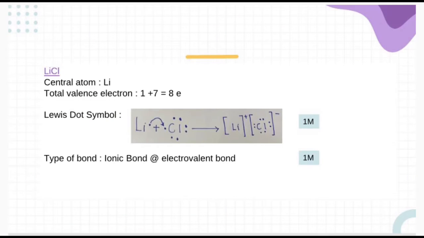Okay, for lithium chloride, central atom is lithium, total valence electron 8, and this is the structure. So lithium will donate 1 electron to chlorine. So after that, lithium will be cation as it donate 1 electron, and chlorine will be anion as it receive 1 electron to become octet. So the type of bond here is ionic bond or electrovalent bond. As for the marks, 1 mark will be given for the drawing and another mark will be given for correct type of bond.